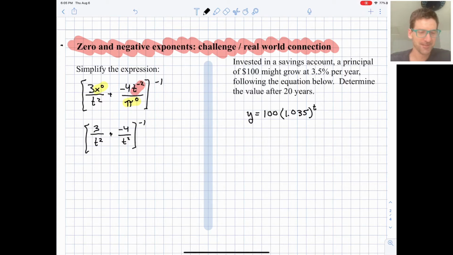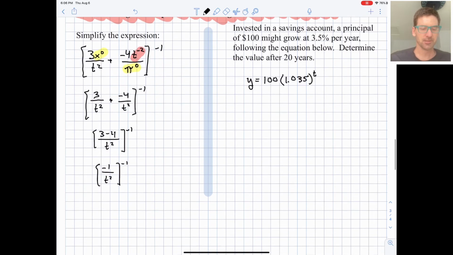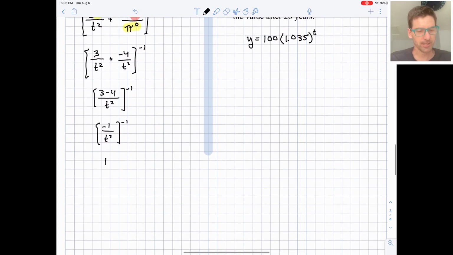And I think maybe you'll notice right now that we got lucky with some common denominators. So that was kind of nice how that worked out. So we can add those fractions together right now. So this is going to end up being 3 minus 4 all over a single t squared, and then raised to the -1. 3 minus 4 is a -1, so -1 over t squared, again raised to the -1. So let's apply that -1 exponent. We get t squared over -1, which is just going to turn into a negative t squared. And that would be our final answer. It's nice how things simplify so much sometimes.